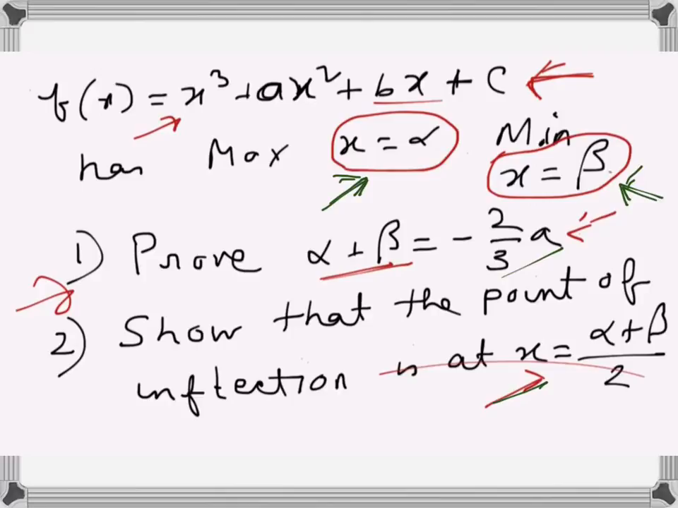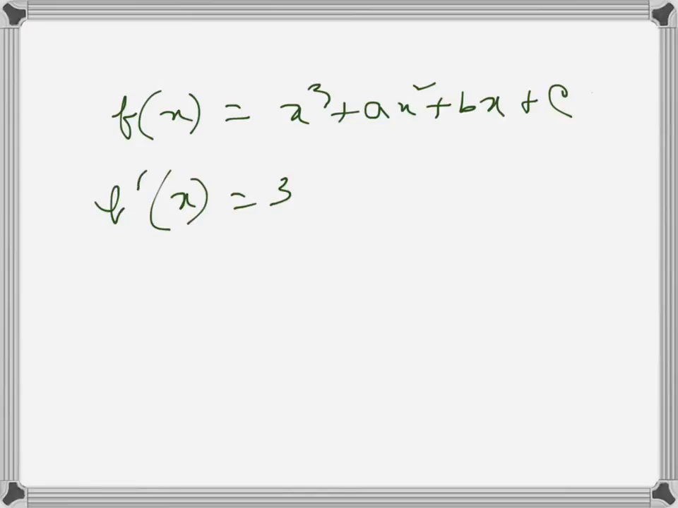To do the first one, we know that maxima and minima happen at stationary points, which means the first derivative becomes 0, the gradient becomes 0. So f(x), I will rewrite the function here: x cubed plus ax squared plus bx plus c. The first derivative will be 3x squared plus 2ax plus b. At the stationary points, where the maxima and minima are, the first derivative will be 0.